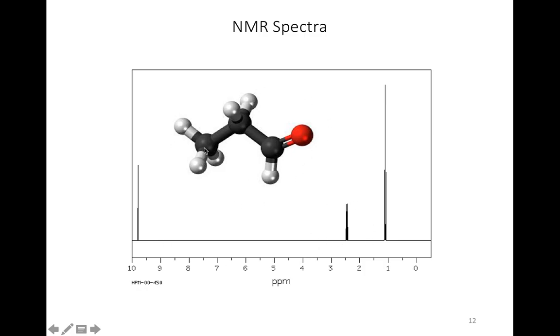As we're going to learn, this signal here corresponds to the methyl group. This signal here corresponds to the ethyl group. And the signal down here on the end corresponds to the single hydrogen down here. And so in the rest of the videos, we're going to learn how to interpret these NMR spectra and how that relates to the molecular structure.